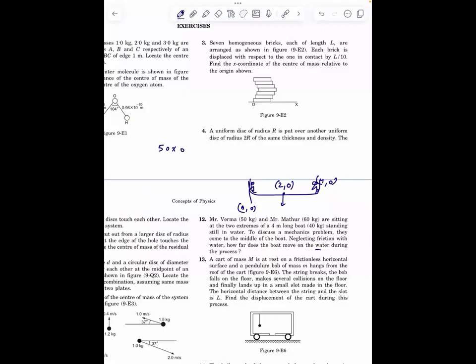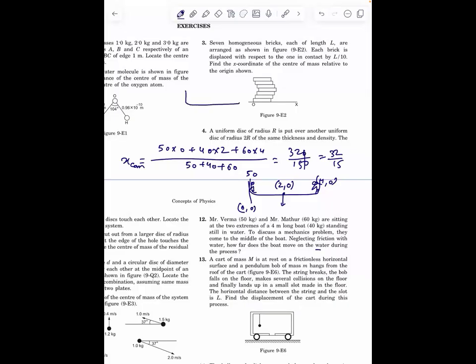50 into 0, plus 40 into 2, plus 60 into 4, divided by the total mass, 50 plus 40 plus 60. So this is nothing but 80 plus 240, 320 divided by 150, which is 32 by 15. Yes or no? Yes. This is X center of mass when they are at the extreme.